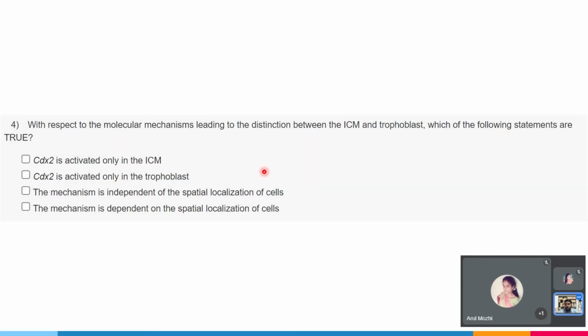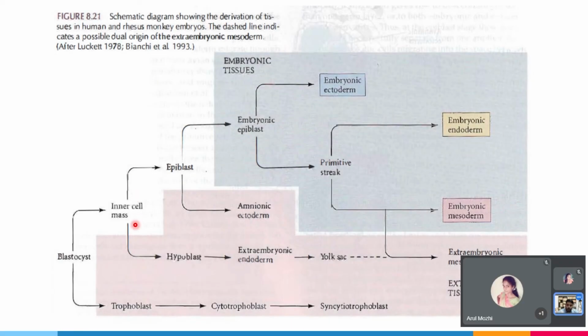So we move on and look at the next question. With respect to molecular mechanisms leading to distinction between ICM and trophoblast, which of the following are true? So we have just seen that ICM is the inner cell mass and the trophoblast is this layer.